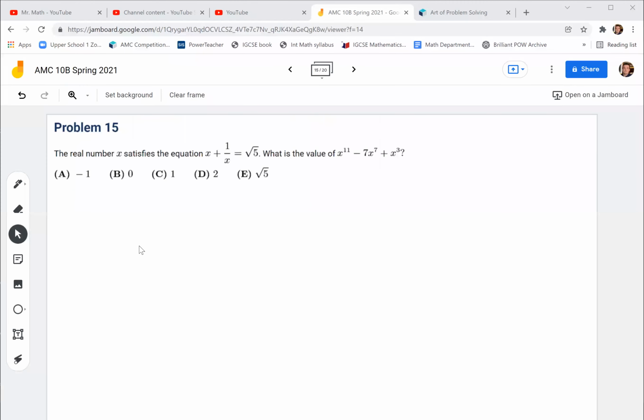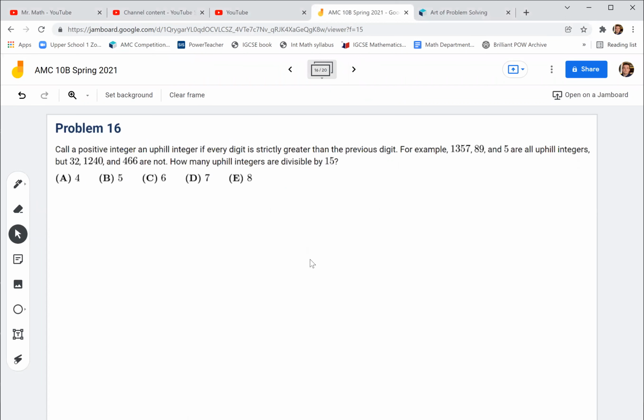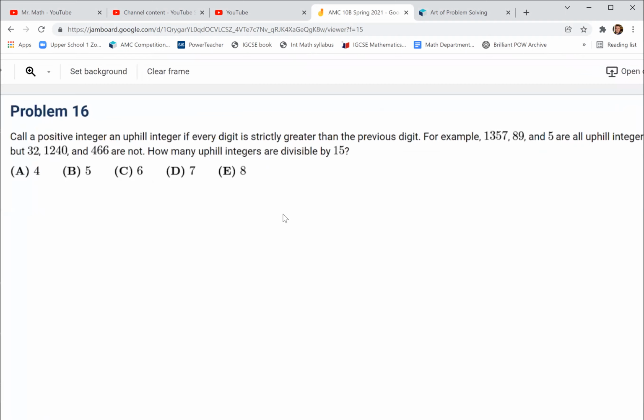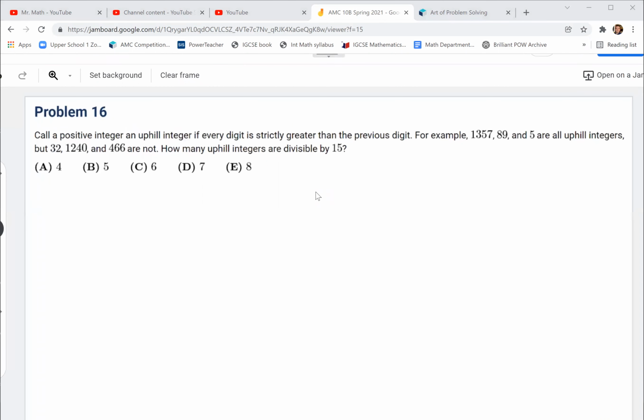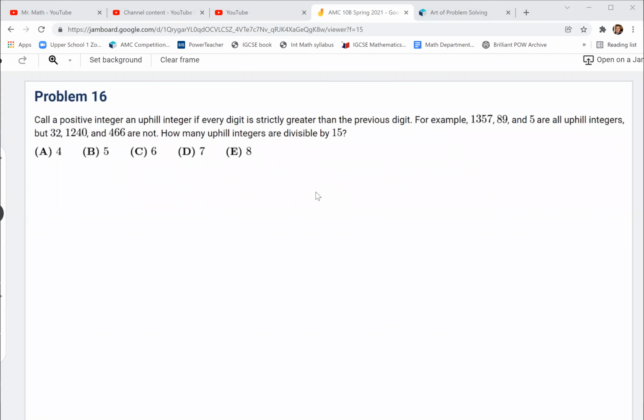The next problem is significantly easier. So we're told, call a positive integer an uphill integer if every digit is strictly greater than the previous digit. For example, 1, 3, 5, 7, 8, 9, and 5 are all uphill integers, but 3, 2, 1, 2, 4, 0, and 4, 6, 6 are not. How many uphill integers are divisible by 15?